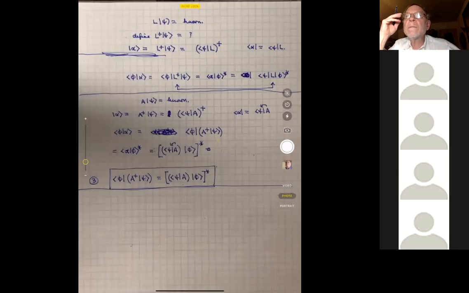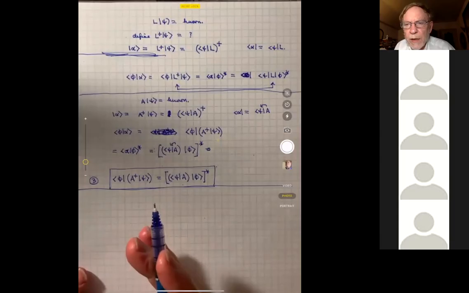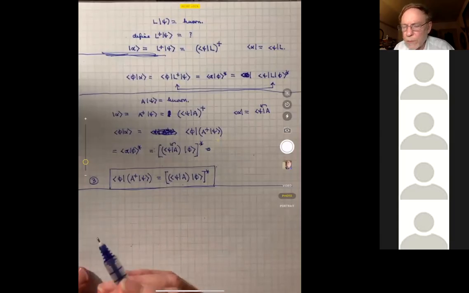All right. Now let's see. So this was a digression into the mathematical properties of antilinear operators. I hope that doesn't sound too complicated and we can actually use them now.